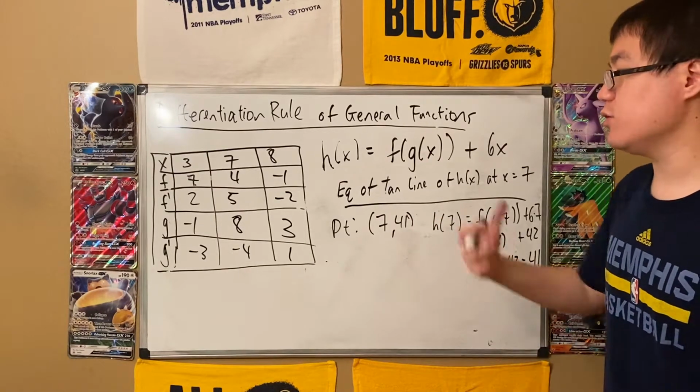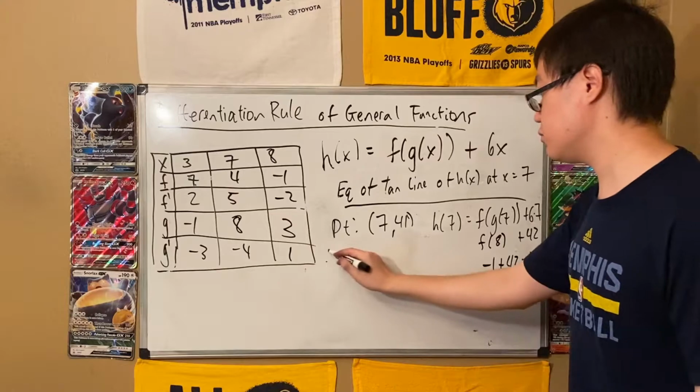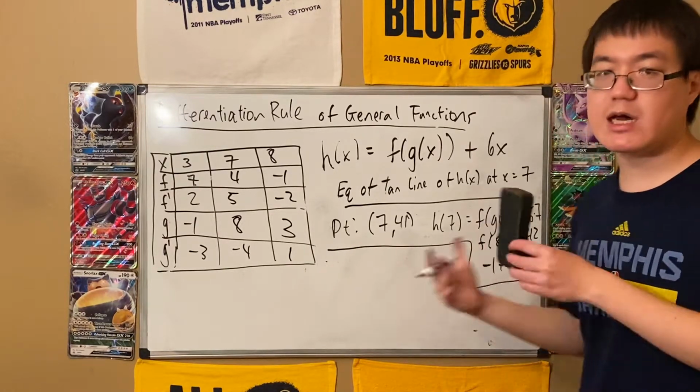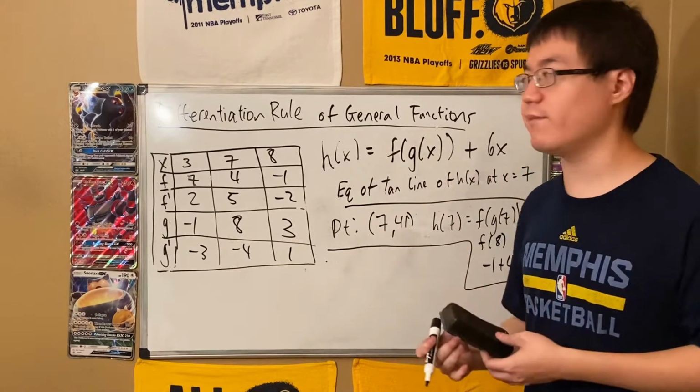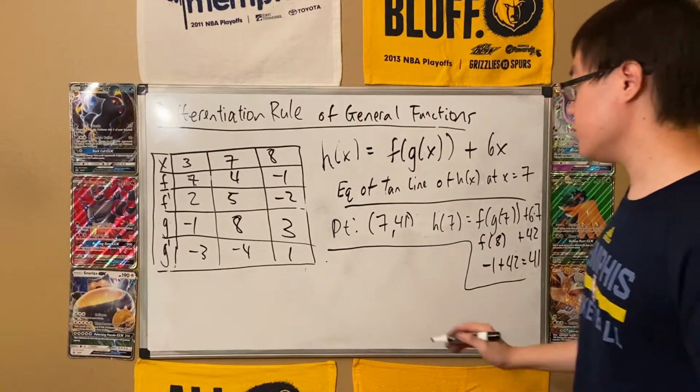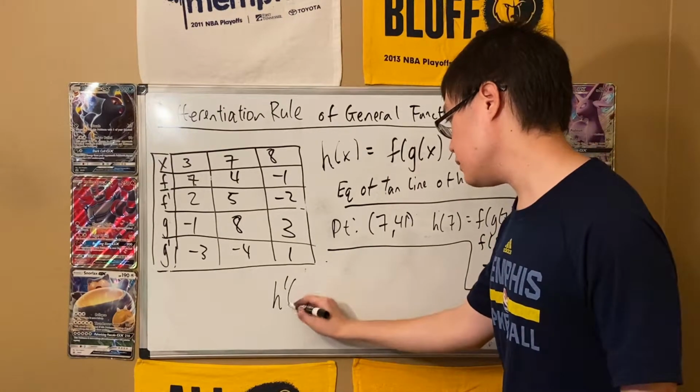Again, we're doing tangent lines, so you do need a point and a slope, where the slope is the derivative. So that was the first step. That was not the calculus step. That was just plugging in the numbers using a table. Now for the calculus step, let's take the derivative.